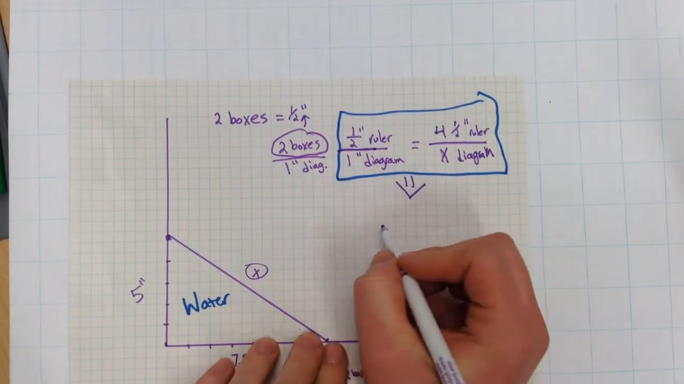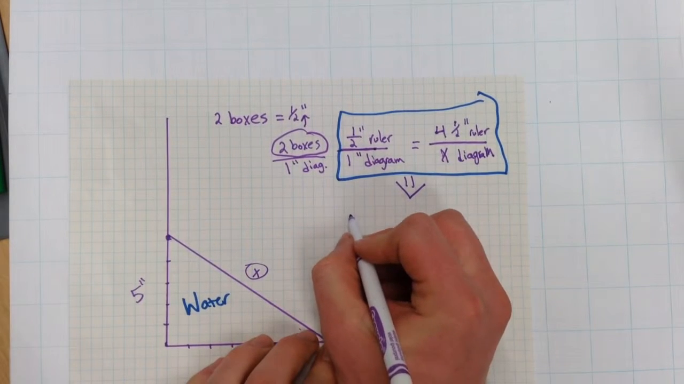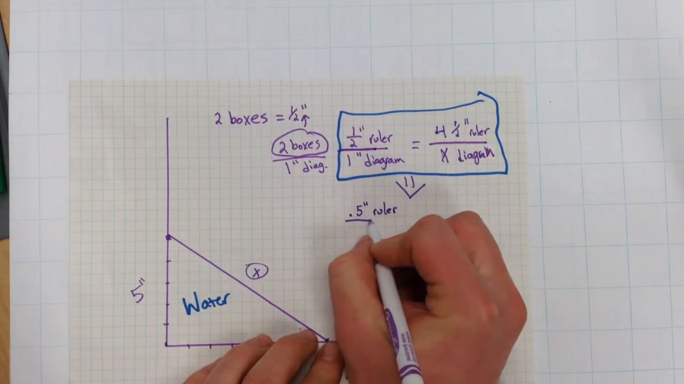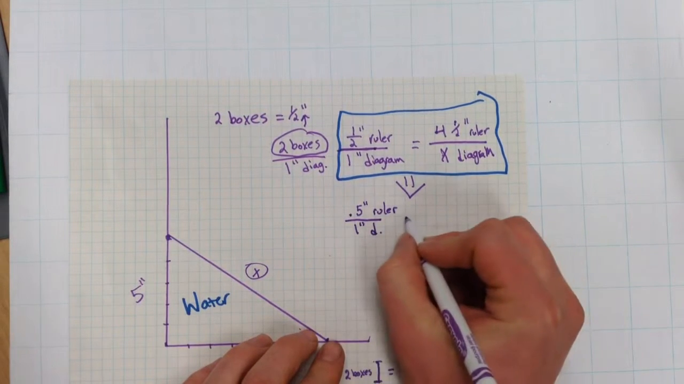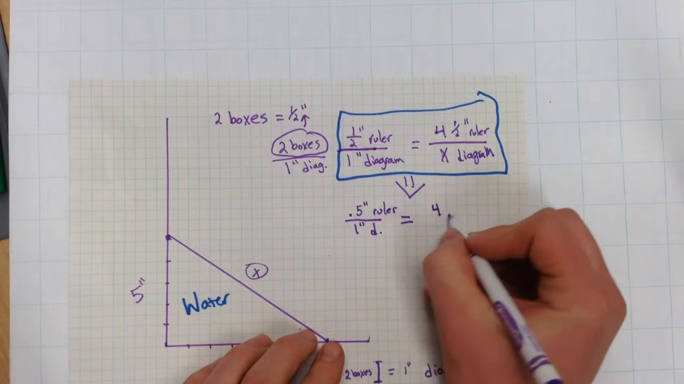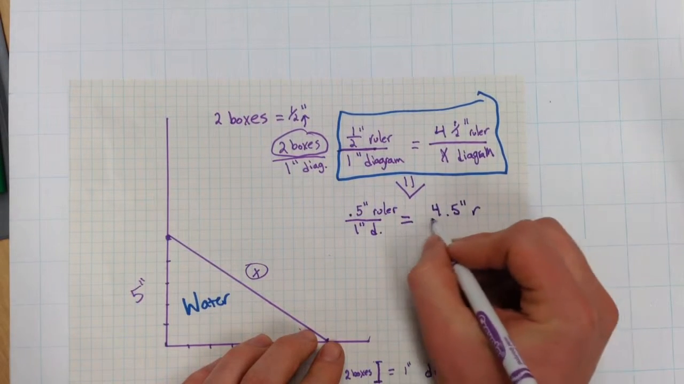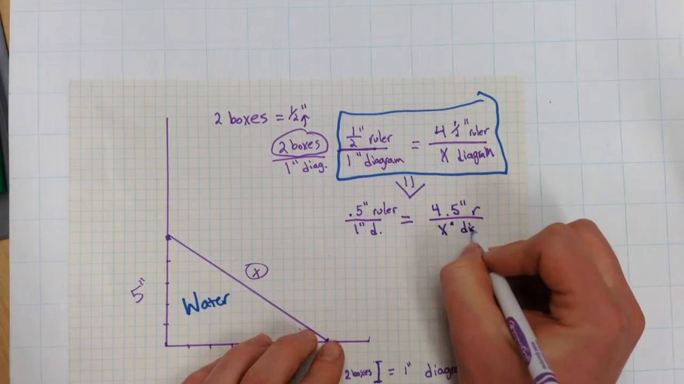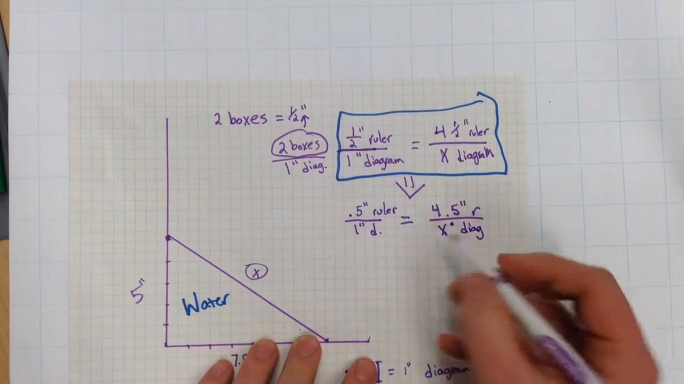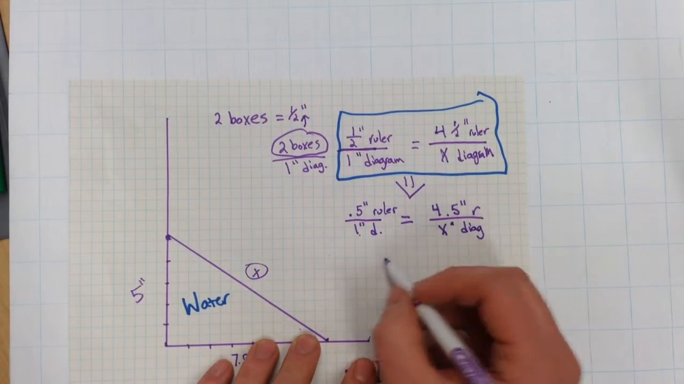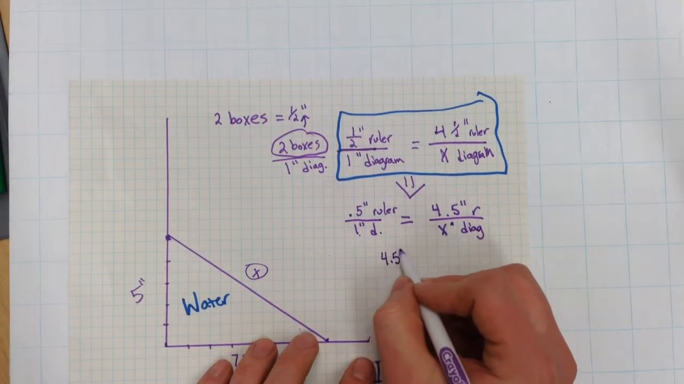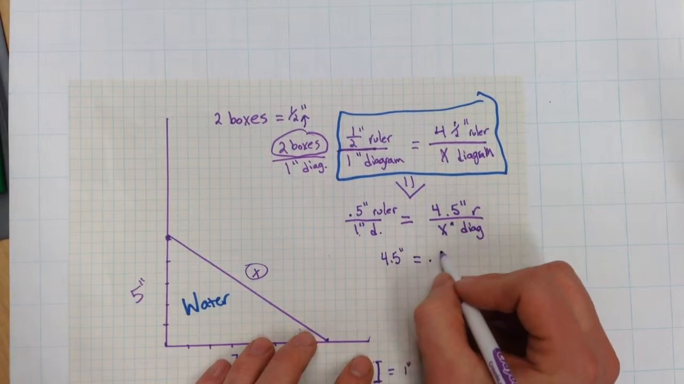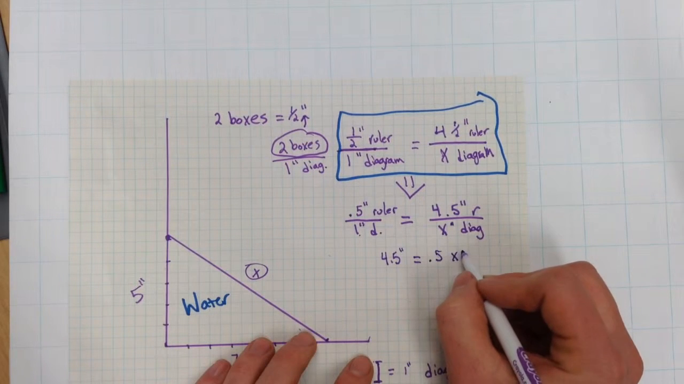So I'm going to change my fractions to decimals because it's just a little bit easier for me to think of. So 1/2 inch on the ruler over 1 inch on the diagram is equal to 4.5 inches on my ruler to some unknown length on my diagram. So to find x, we cross multiply. 1 times 4.5 is 4.5 equals 0.5 times x is 0.5x inches.